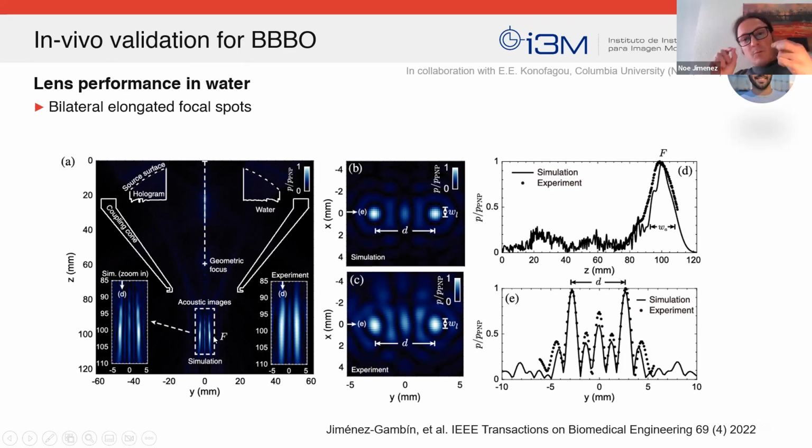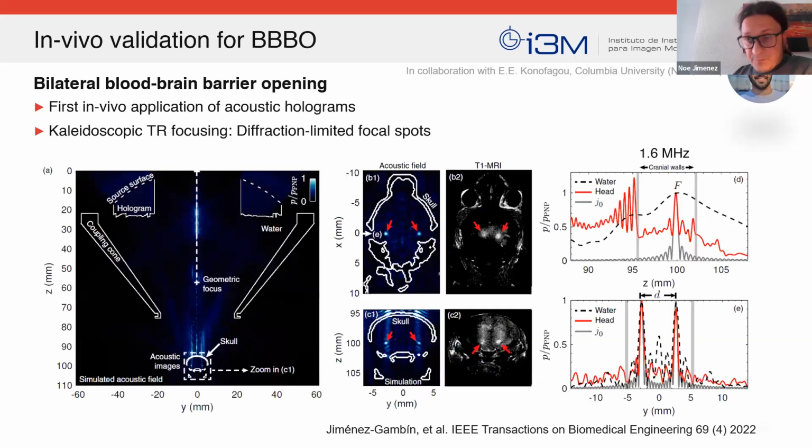So instead of having two bright focal spots, you have these elongated focal spots, which is the thing that you can do with two different transducers. So this is the best you can do for having this diffraction limited image. But we were really surprised when we went to the real problem with the skull.